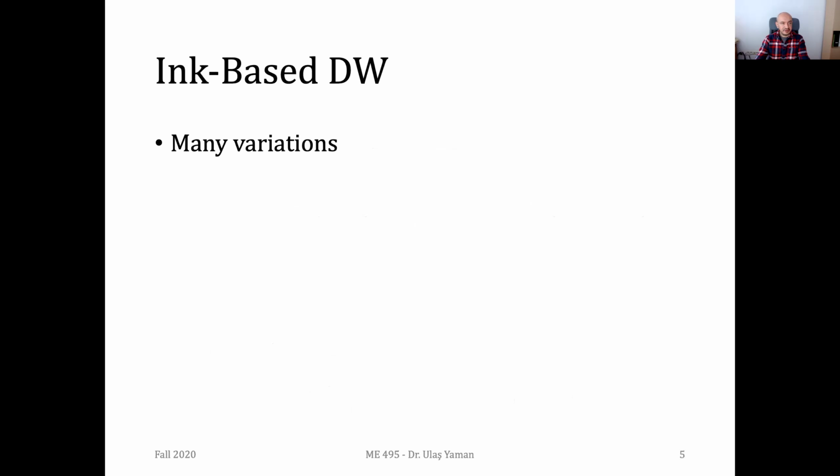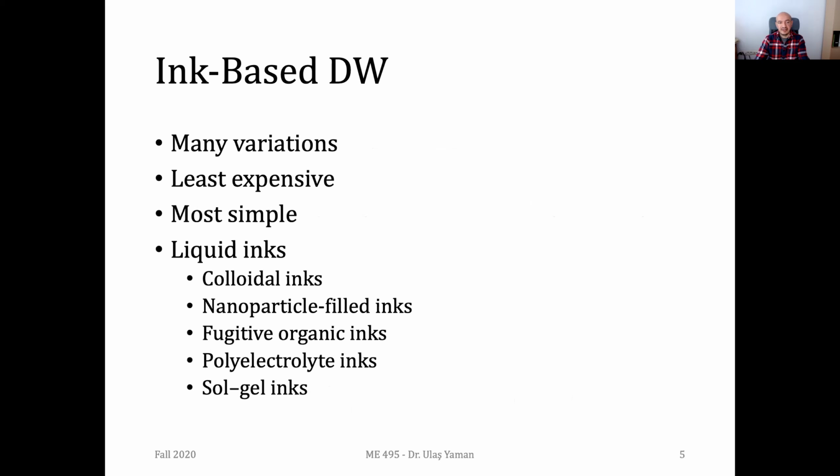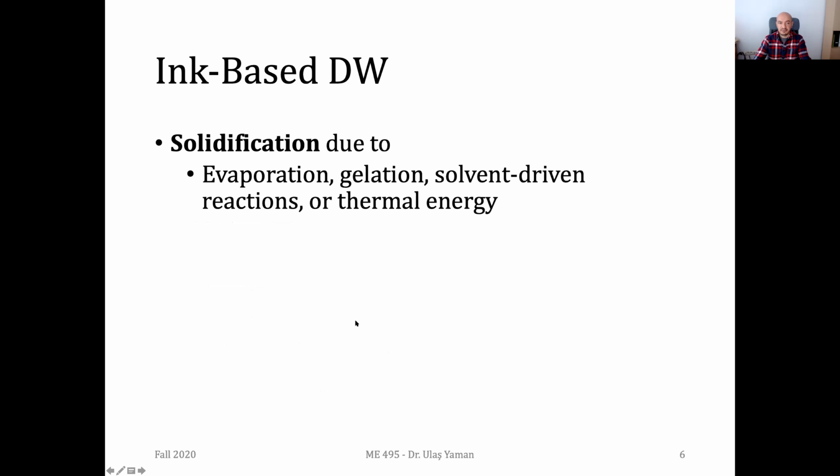So let's discuss the first type. It is ink-based direct write technology, and we have many variations. There are differences in terms of the technology also. It's one of the least expensive types of direct write technology, a very simple one. We make use of different types of liquid inks. I'm obviously not an expert on inks, but there are many of them, like colloidal inks, nanoparticle, polyelectrolyte, depending again on the specific application. Researchers select the right type of ink and try to produce such difficult parts.